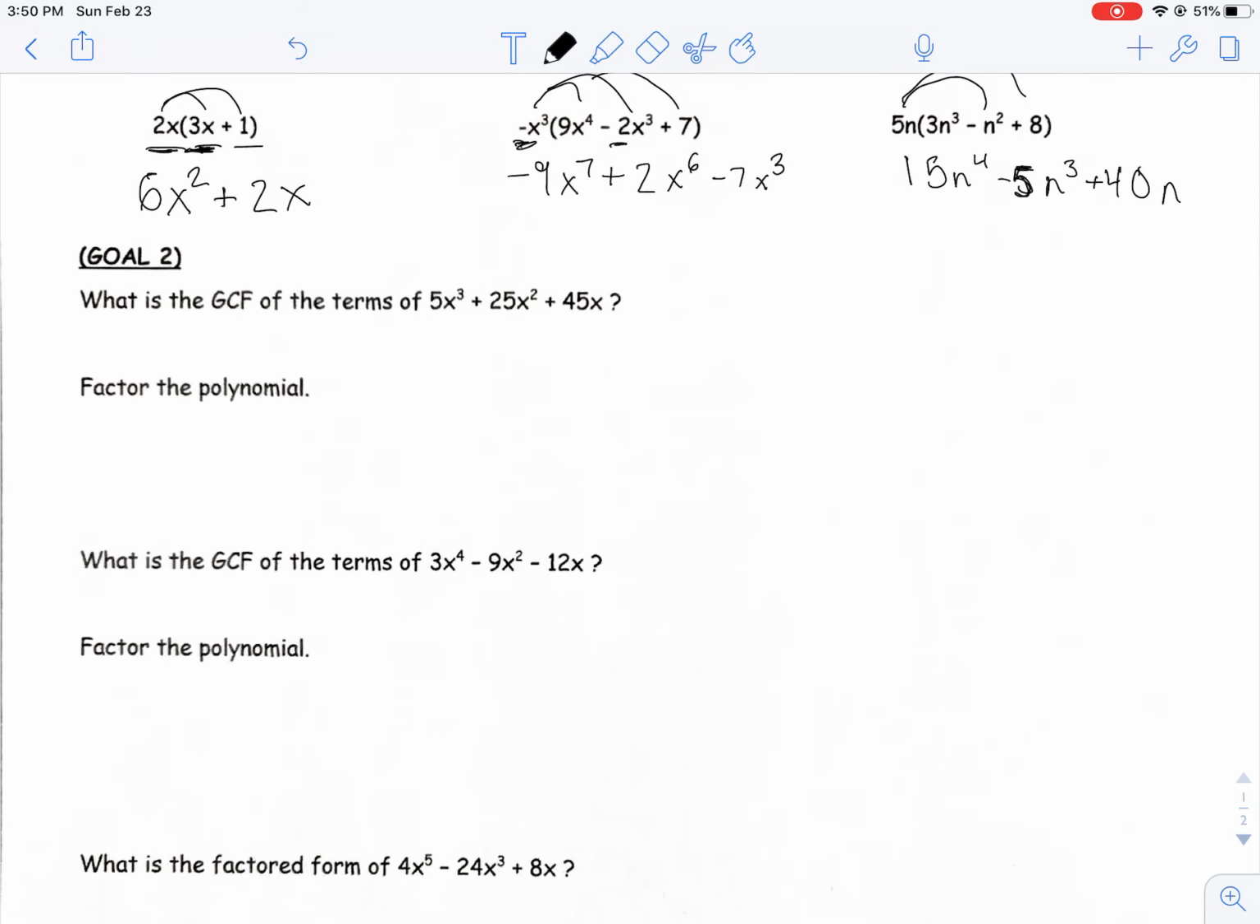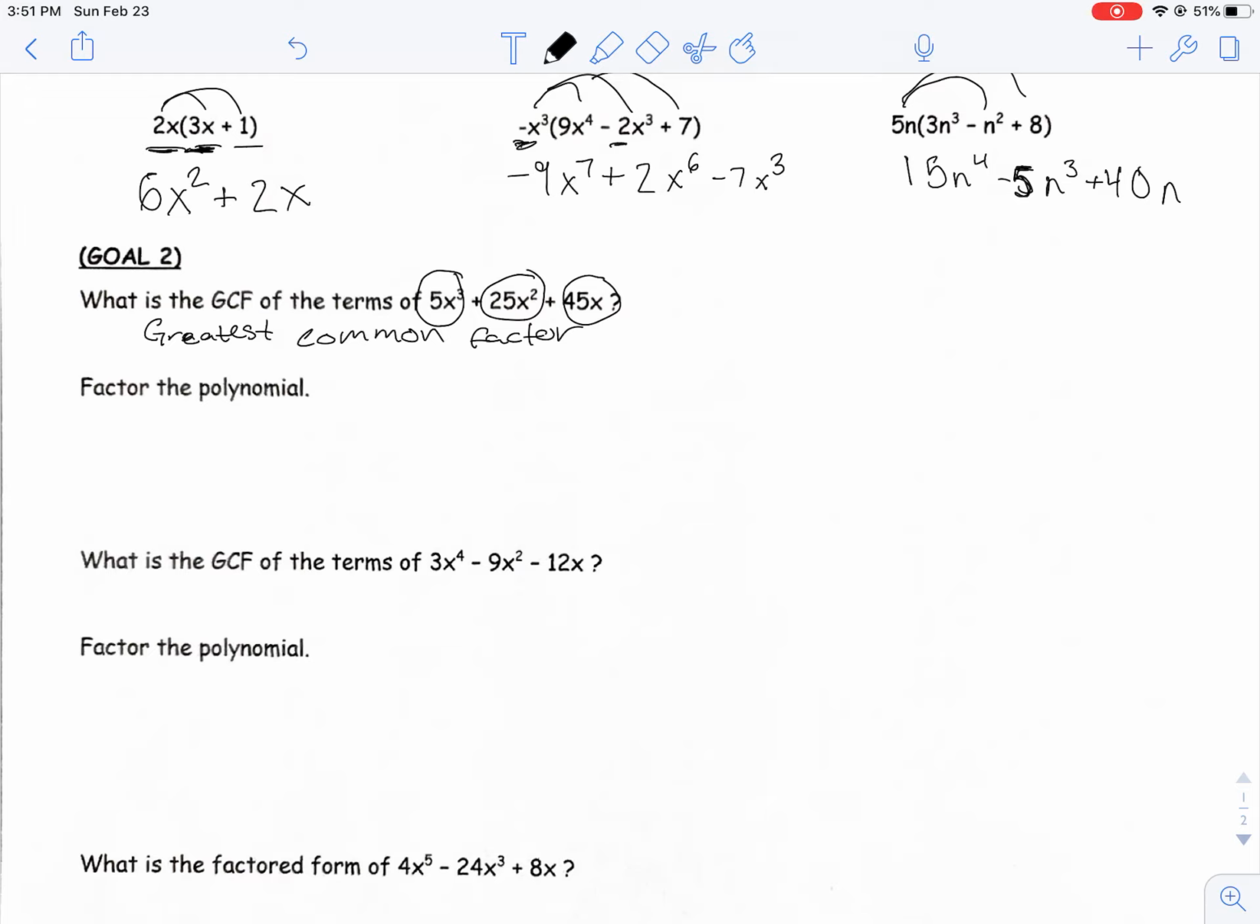All right, next, what is the GCF? Now, when you see the GCF on your page, you got to be thinking greatest common factor. So basically, I need to figure out in this term, and this is a trinomial, there's 3 terms. In all 3 of those terms, what can we pull out?